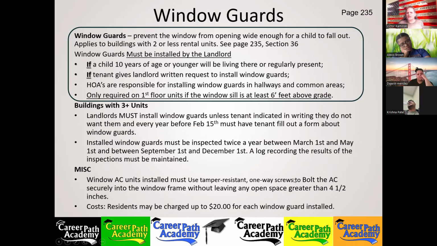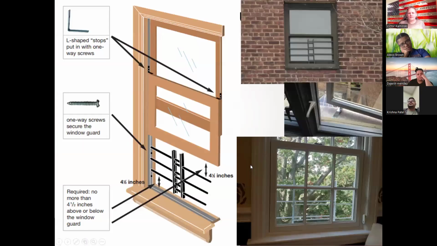So what do window guards look like? They look like this. This is what they look like from the exterior of the building. This is what they look like from the interior. Here is a diagram of installing window guards, and there can't be any space in those bars that is greater than 4.5 inches. And you have to have those L stoppers to prevent the windows from opening beyond the height of the window guard.